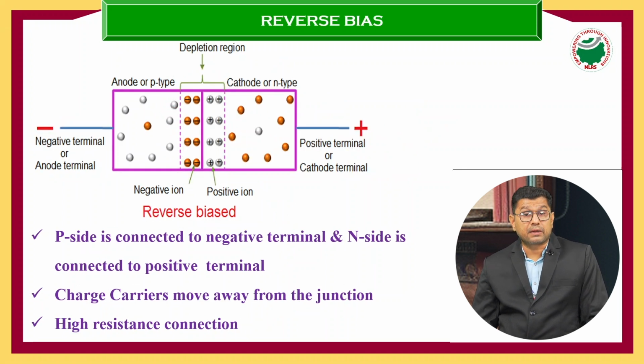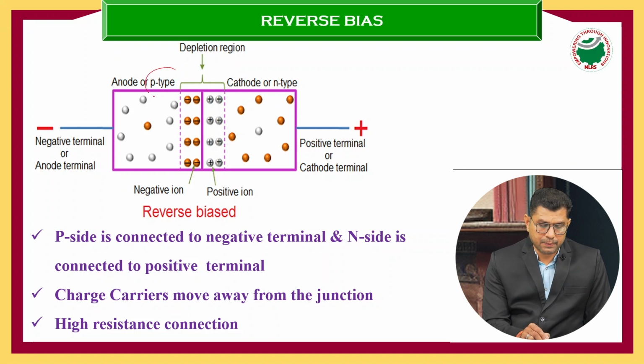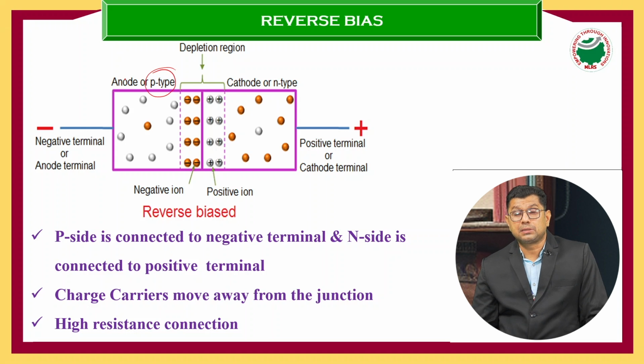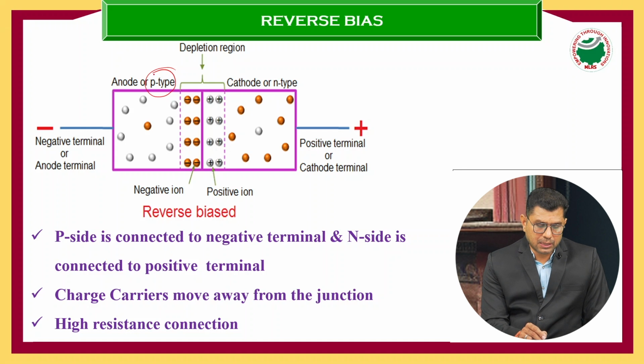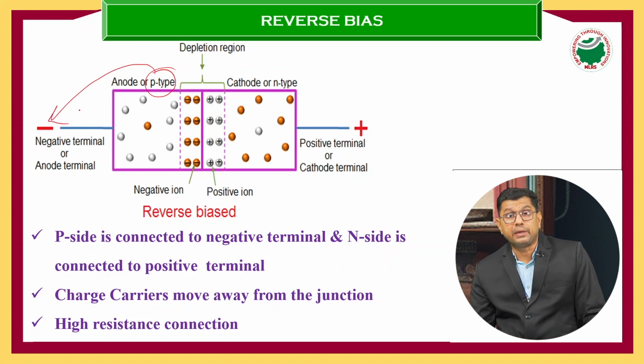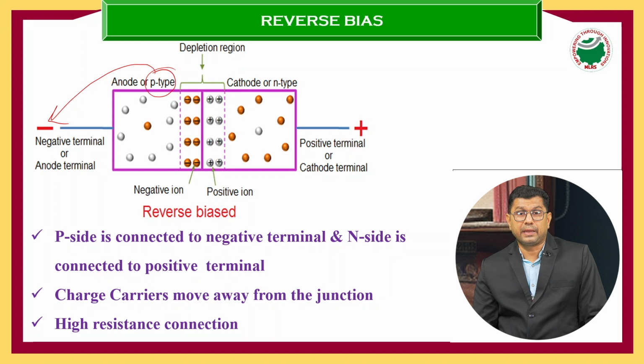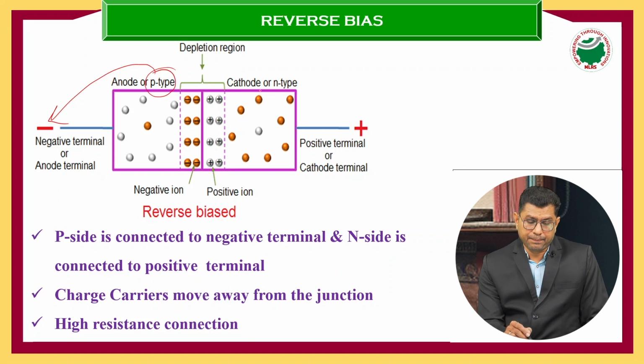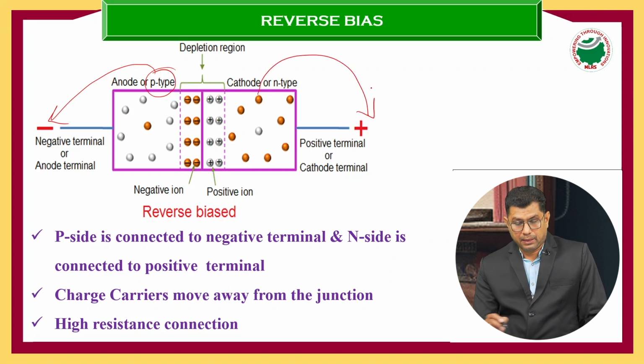Next one is reverse bias. In the name itself it is reverse bias. The P side, the positively charged type semiconductor where holes are the majority charge carriers, is connected to the negative terminal of the battery. Similarly, the N type is connected to the positive terminal of the battery. That is indirectly reverse biasing, which is why we call it reverse bias.